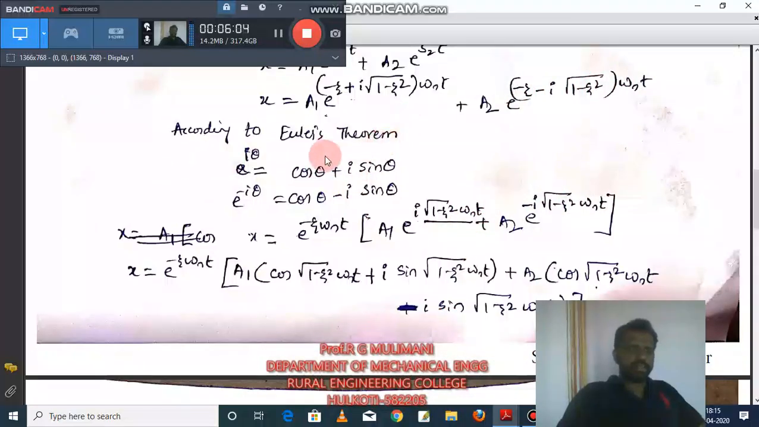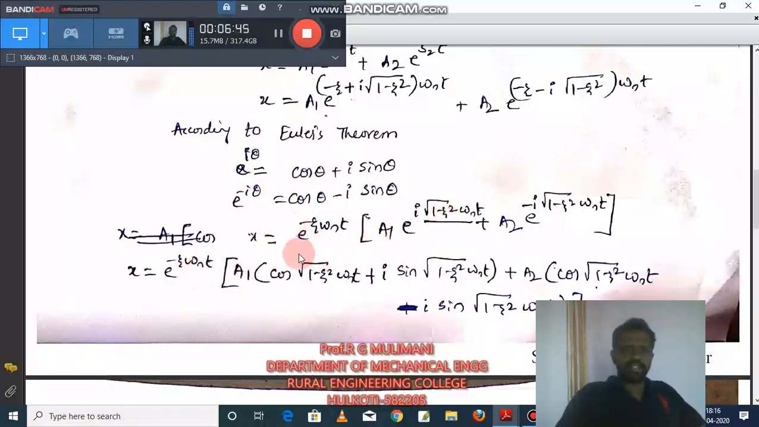By Euler's theorem, the exponential function can be defined in terms of trigonometric functions. e raised to i theta, where theta is the coefficient of the imaginary term, can be expressed as cos theta plus i sin theta. Similarly, if the coefficient of the imaginary value is negative, it can be expressed as cos theta minus i sin theta. The same is applied for this value here.